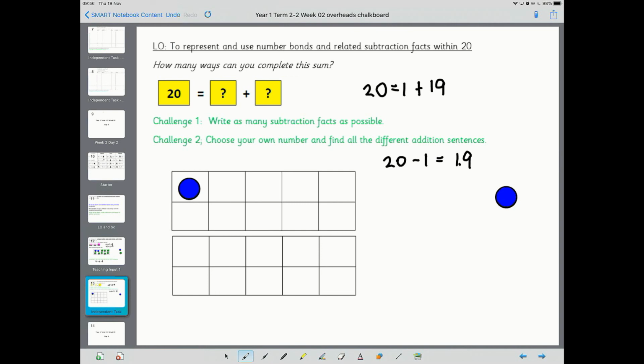Okay, so that is the second challenge, and your challenge is to work out as many as you can. And if you've really enjoyed it, you could choose your own number and find all the different addition sentences that go with that.